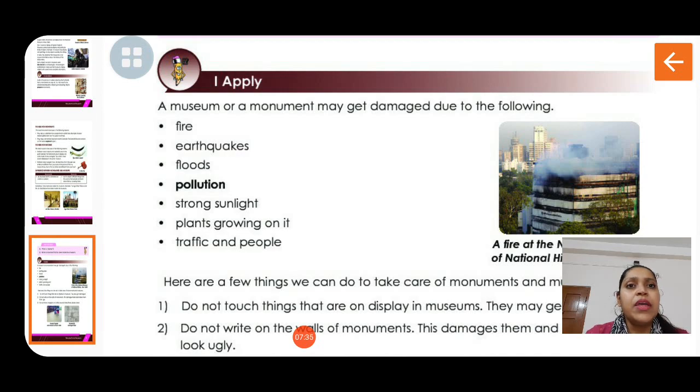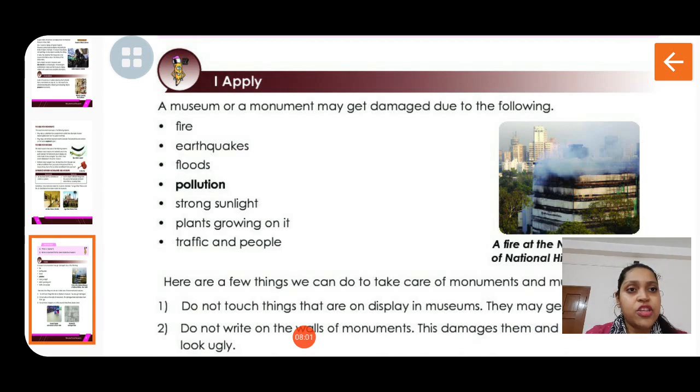Okay children. And here then we can see in I apply something is given. A museum or monument may get damaged due to the following. Sometimes what happens children, a monument or museum may get damaged also. How do they get damaged? It's given here. Fire, earthquakes, floods, pollution, strong sunlight, plants growing on it, traffic and people. So these are the causes which can damage a museum or a monument.